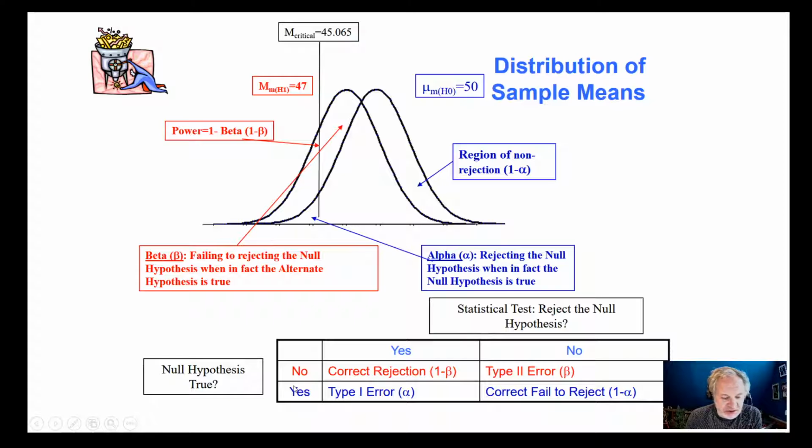So if the null hypothesis is true, alpha is the 5%. 5% of the time I would reject the null when I shouldn't, and 95% of the time I would fail to reject, and that's the right thing to do. Null hypothesis true? No, the alternate hypothesis is true. Correct rejection is 1 minus beta, and that's referred to as my statistical power. I've correctly rejected the null hypothesis. A type 2 error, when the null hypothesis is not true, is when I fail to reject the null when in fact I should.